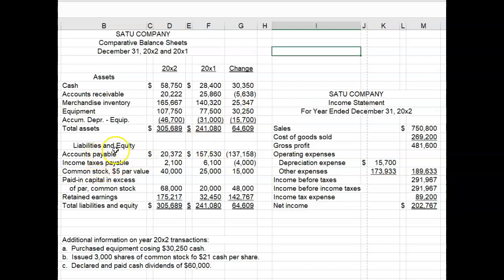Looking at the liability section, accounts payable is current and income taxes payable is current. So we also have two current liability accounts, and here are the changes in those accounts, and we need to know how those changes affect our net income in converting from the accrual basis to the cash basis on our statement of cash flows. So I have a little trick for you.